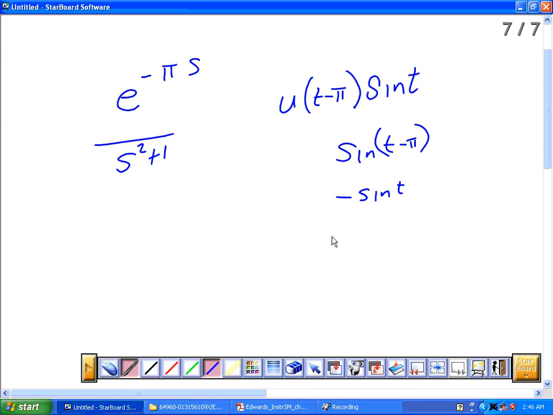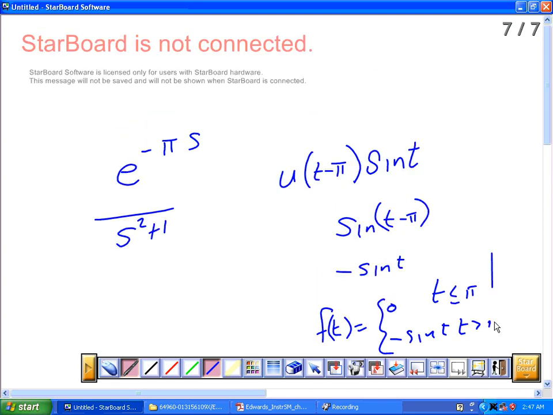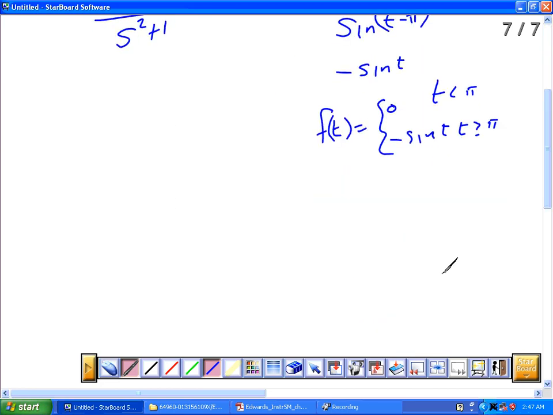So when I look at this problem, f of t is equal to 0 when t is less than pi, and it is negative sine t when t is greater than pi. Okay, and that's that.